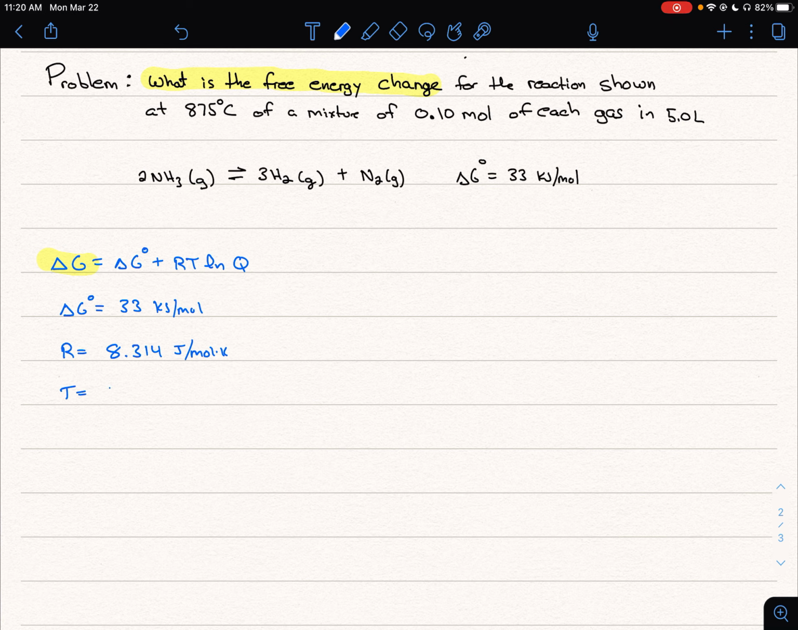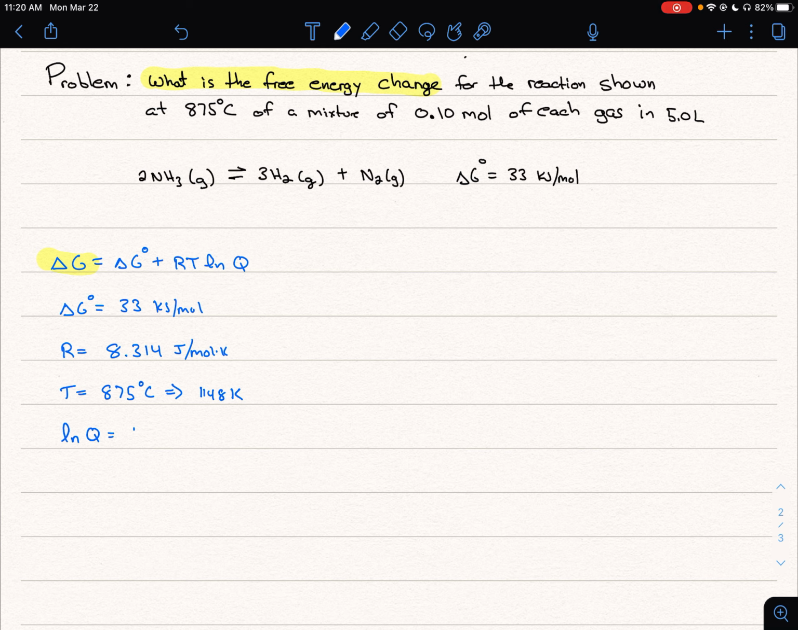Temperature is given as 875 degrees Celsius. We need to convert that to Kelvin, so we're going to add 273 to our temperature. So that's going to end up being 1148 Kelvin. And natural log of Q, or Q, we have to find first. I'll just put find first. And once we have the natural log of Q, we can plug into our expression and solve for delta G. So let's find Q.